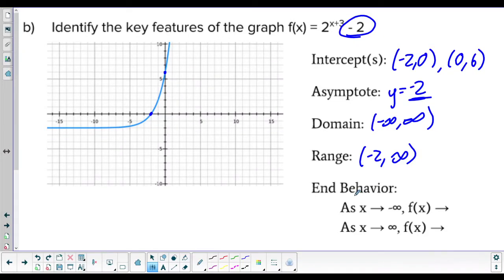And then our end behavior, as x goes to the left forever, to -infinity. Is it going up or is it going to -2? Well, it looks like it's going to -2. As it goes to the right, it curves up and increases forever to infinity. Well, not too bad.